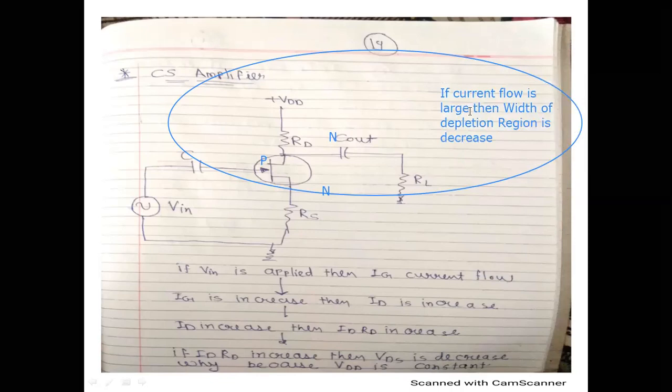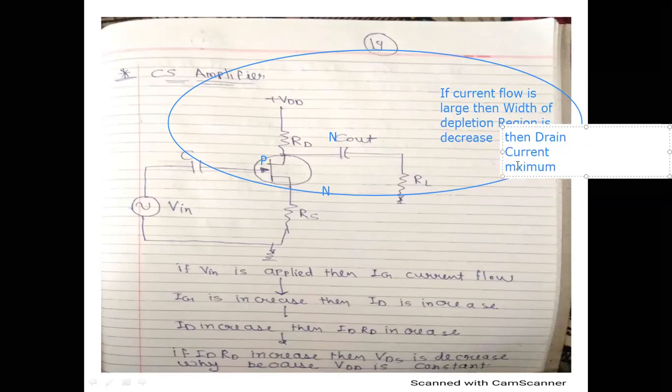Width of depletion region is decreased. But if current flow is large in gate, then width of depletion region is increased. So see here case 1: if current flow is large, then width of depletion region is decreased. Then drain current, maximum flow. See the construction of JFET related to my previous lecture.